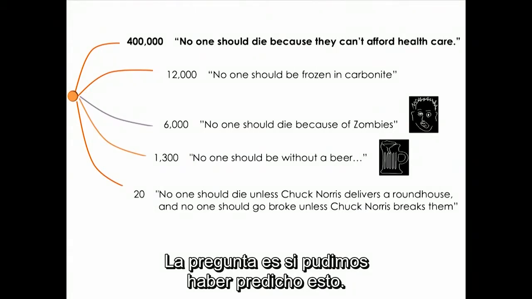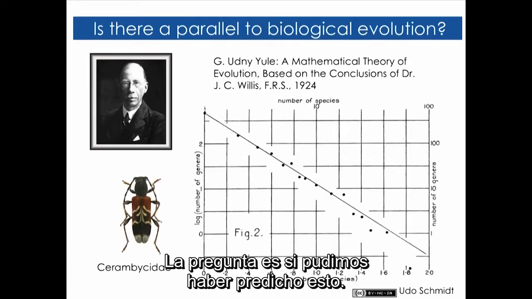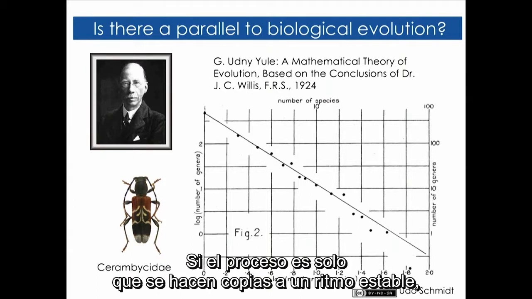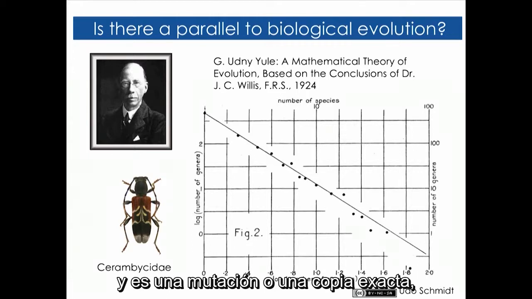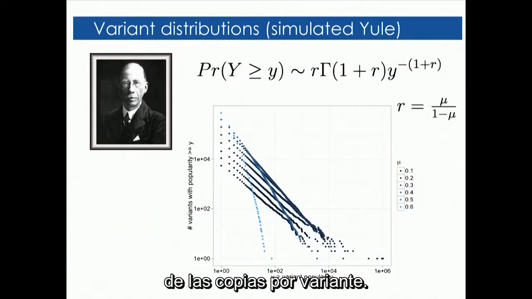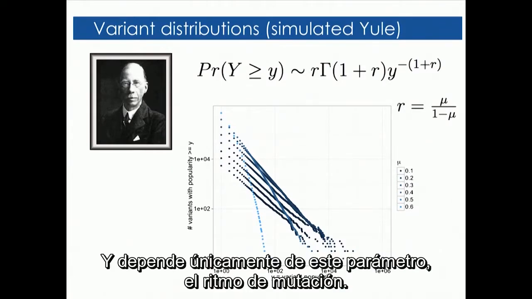The question is, could you have predicted this? And there's a model by Yule in 1924 that exactly captures this. If the process is just that there are copies being made at some steady rate, and either it's a mutation or an exact copy, you can predict what the distribution of copies per variant will be. And it depends just simply on this one parameter, the mutation rate.